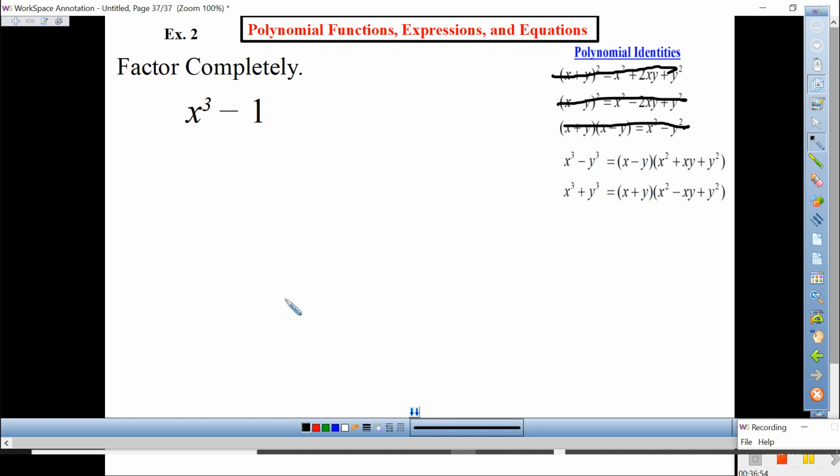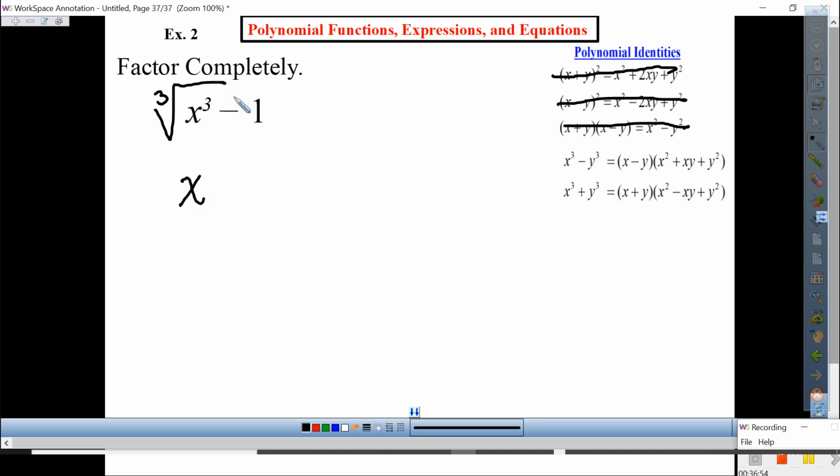Let me double check. Can I take the cube root of that one? Yeah, what does that leave me with? x. Can I take the cube root of 1? Yes. What number times itself 3 times gives me 1? 1. Okay. And it's a difference. So this is a difference of cubes. That means I'm going to use this one.